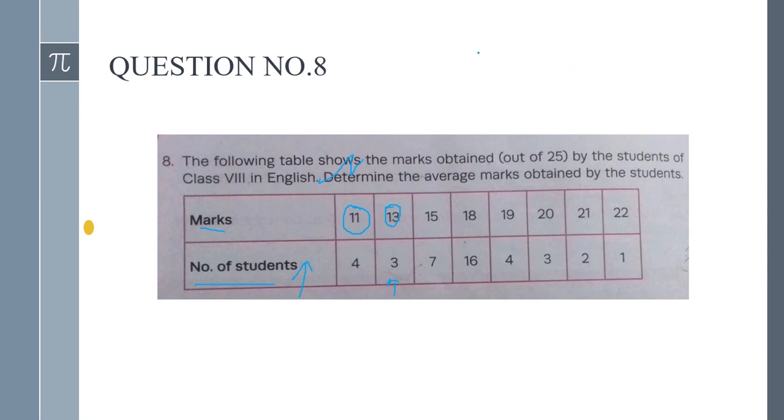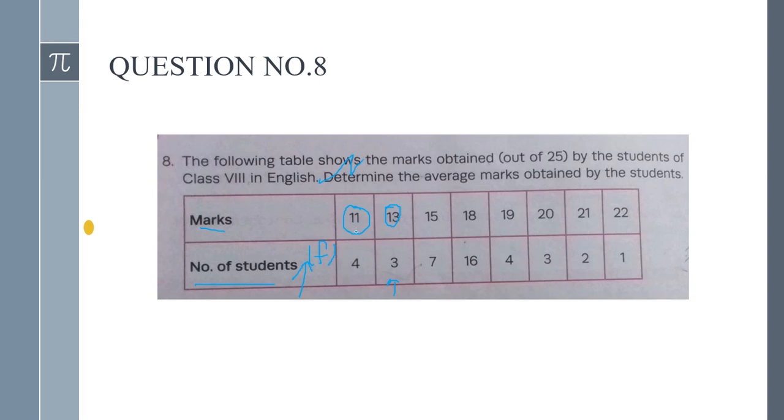so on. So what does this number of students represent? This number of students represents the frequency. Why is this frequency? Because how many times is 11 repeated? So 11 is repeated 4 times. 11 marks are on 4 test papers. 4 students got 11.